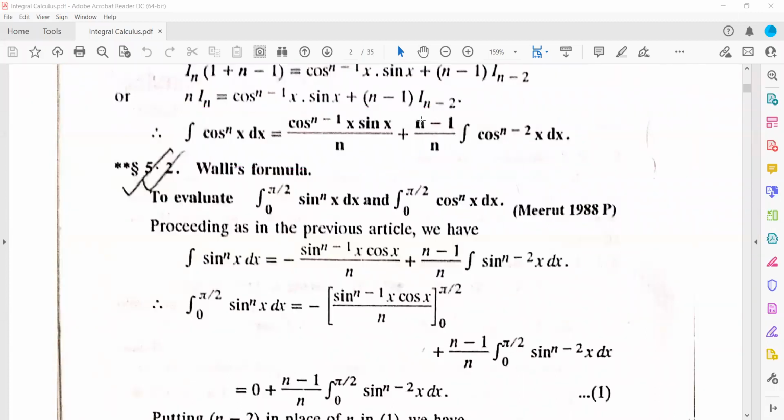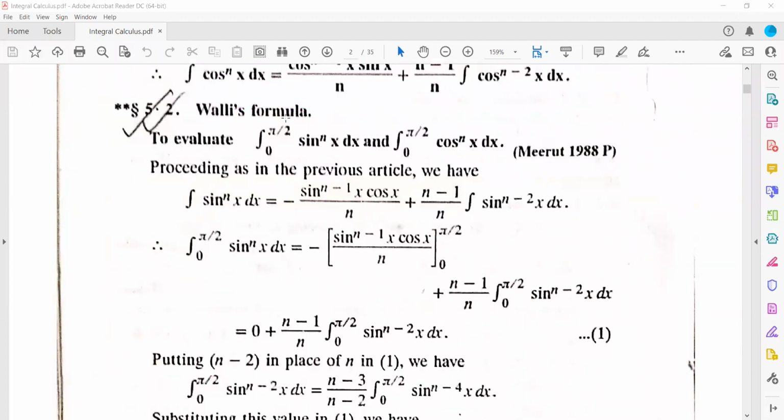Now, next one is the Wallis formula. So what is that Wallis formula? That Wallis formula is related to whatever we have done, the reduction formula for sine to the power n x and cos to the power n x. That reduction formula was for the indefinite integral. There was no limit of integration used. That is your indefinite integral.